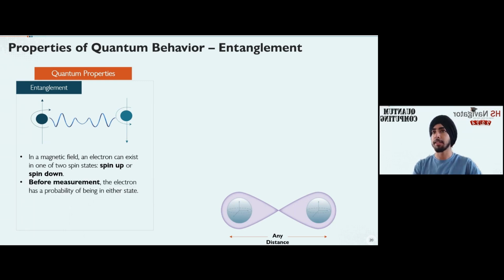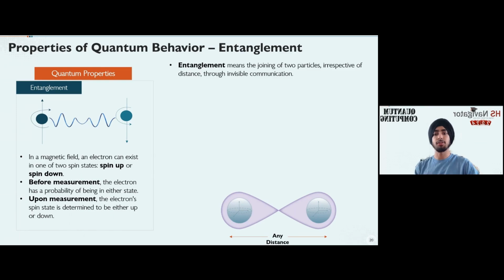Before you measure it, like the qubits we were talking about before, the electron has a probability of being in either state. Maybe let's say a 25% chance of being spin up or 75% chance of being spin down. But as soon as you measure it, the electron spin state is determined to be either up or down. It's like the Schrodinger's cat example. Once you open the box, you know exactly what state it's in.